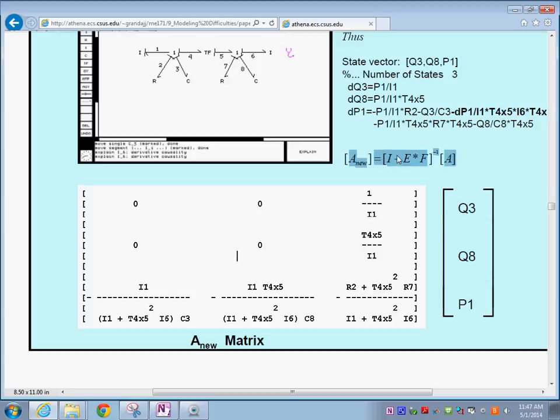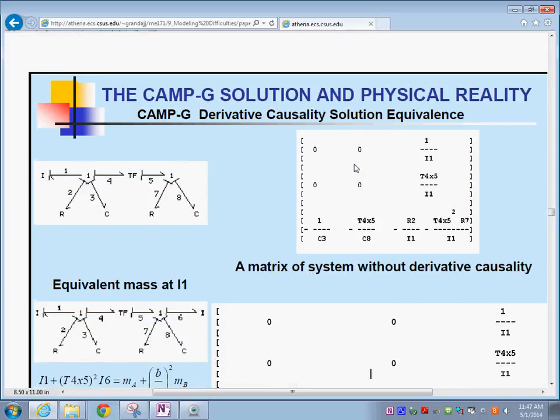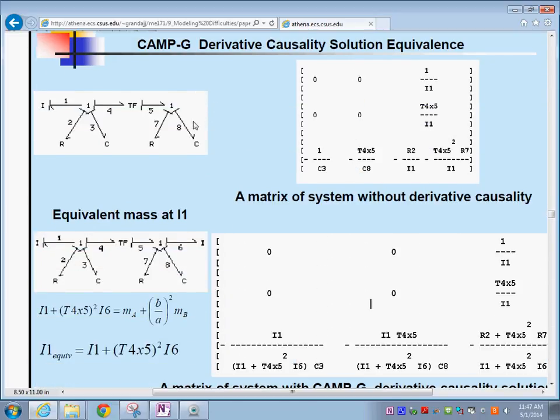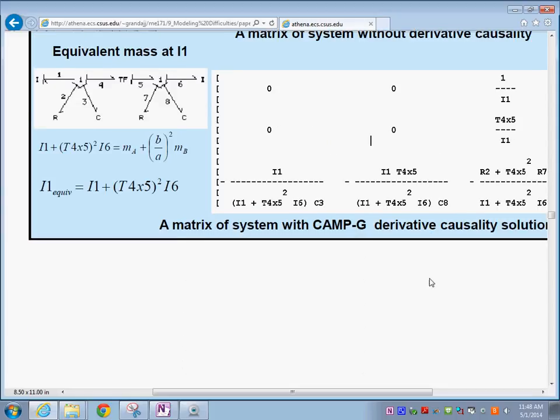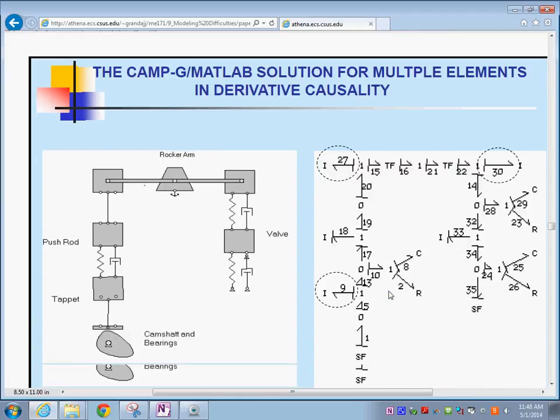So to answer the question as to how you would do it in MATLAB, the answer is by finding the E and the F matrix, you calculate new A and let MATLAB do it. So here's a system without derivative form, and this is the system by using this. You're moving it to the other side. You will have this by using the method that I described. This would be the matrix in here.